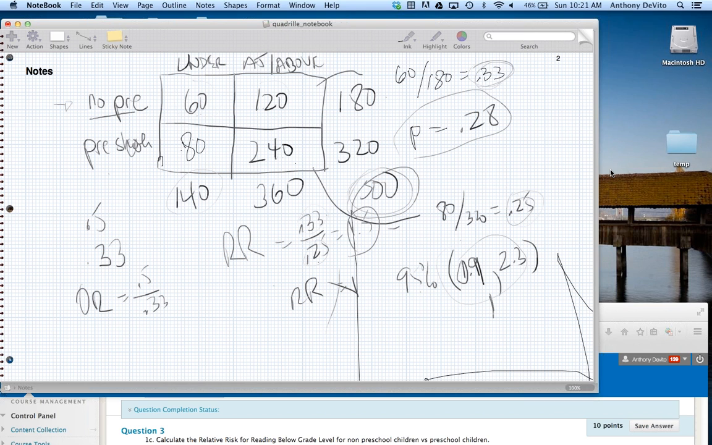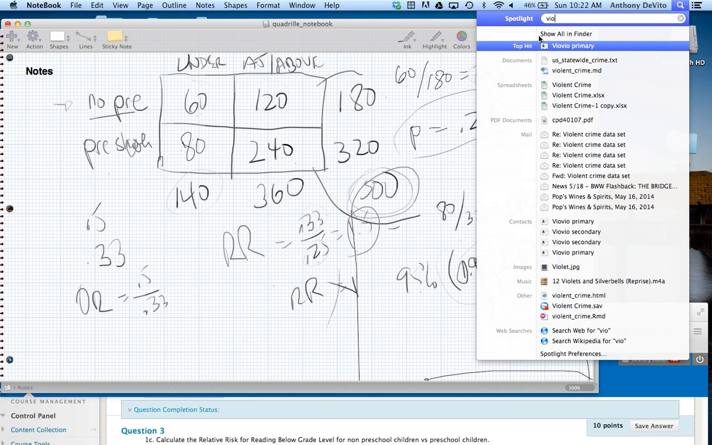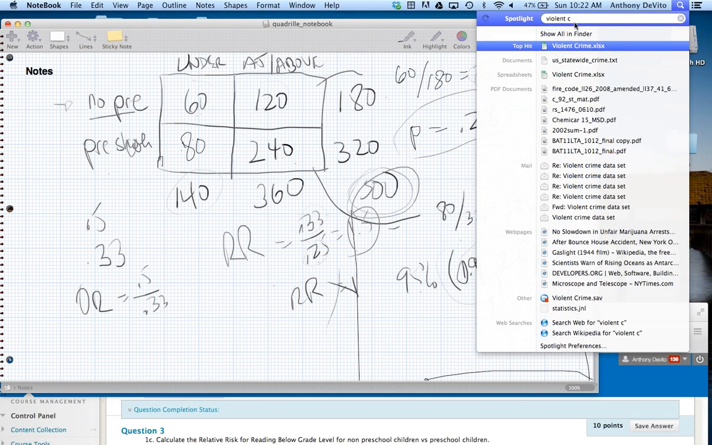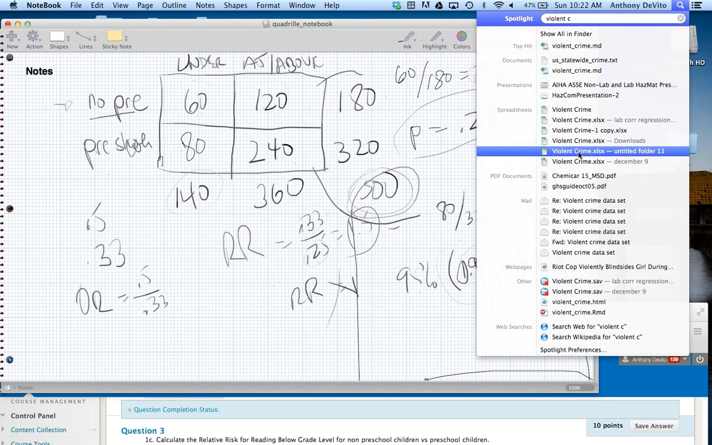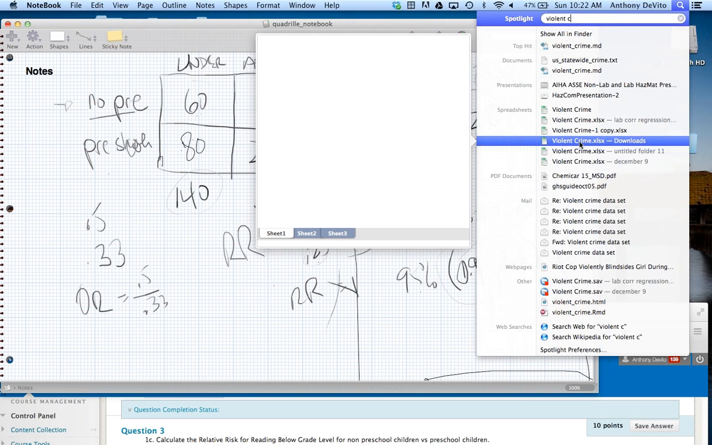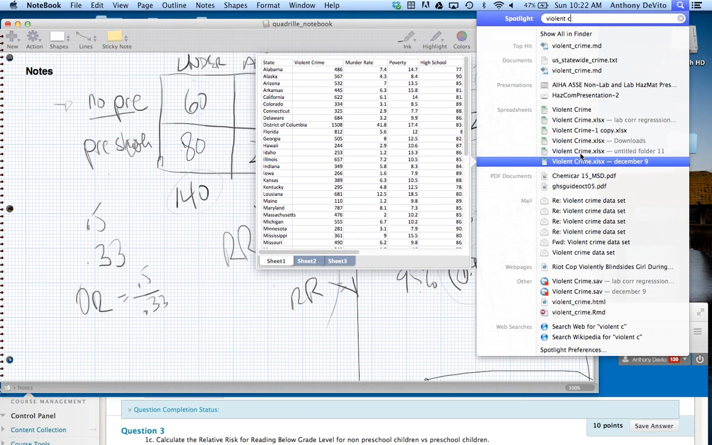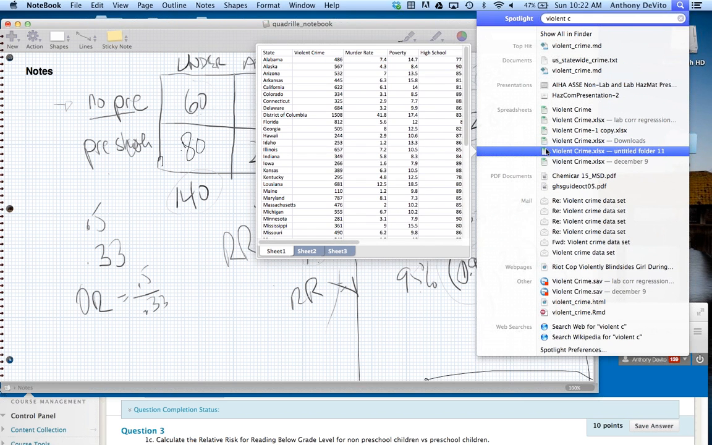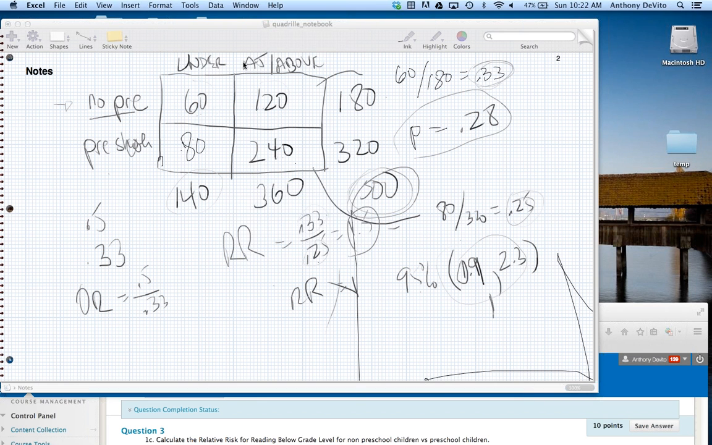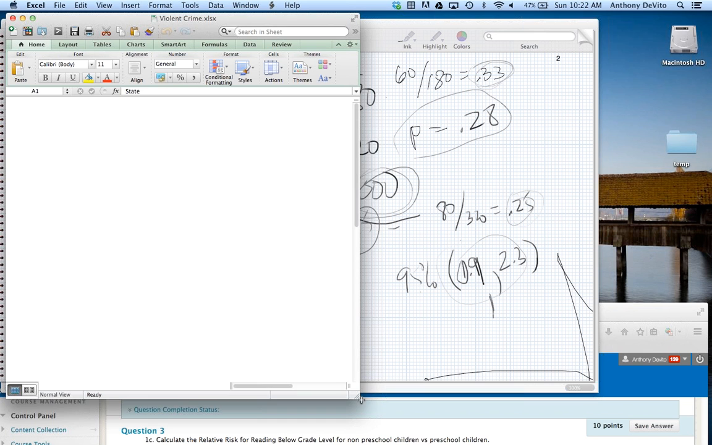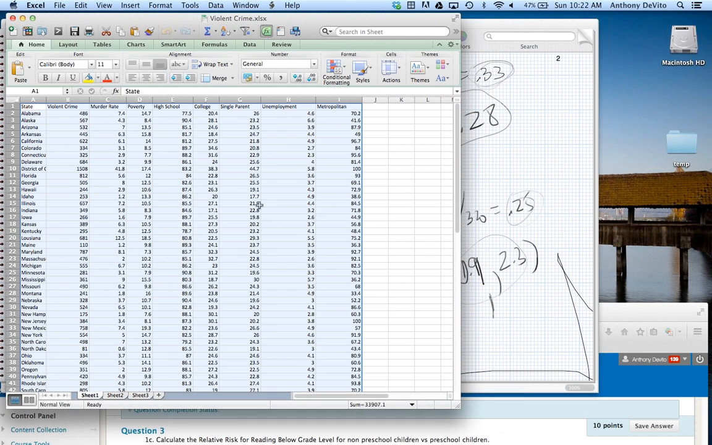Now, converting it to, data set of violent crimes. How would I go about converting? Okay, let me see if I can find that data set. I need to move this out of the way so I can see. File. This is the text version, Violent Crime Excel. Let's see if I have an SPSS version here. Okay, let me open this. Okay, here's our data on violent crime.